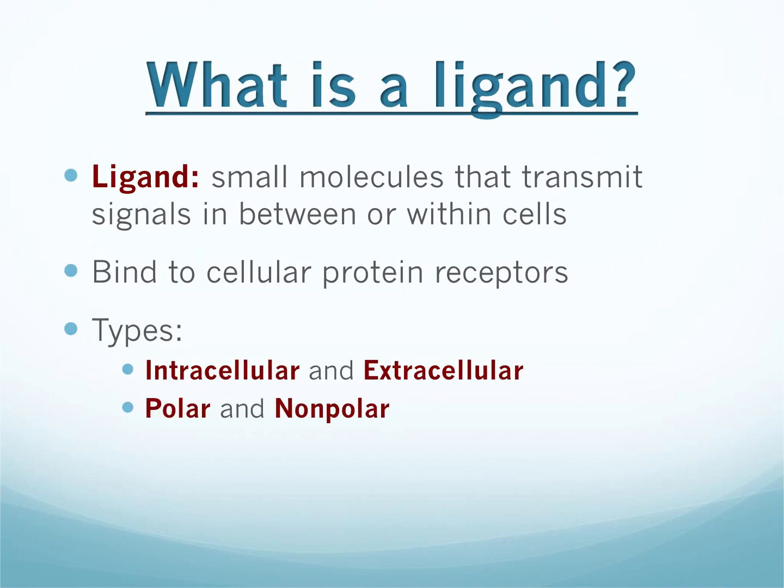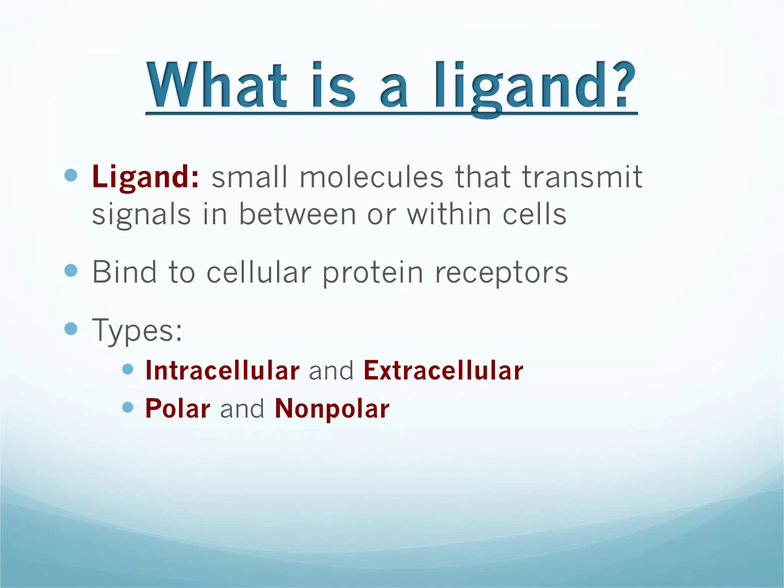So again, ligand needs to be in your vocabulary. Ligand is a small molecule that transmits a signal. So a ligand is a signal molecule. It binds to what we call a protein receptor on the outside of the cell. The way that this works, because remember with hormones, they're traveling through your blood, they're going to hit all kinds of organs. The reason why something, for example, like estrogen is only going to work on your ovaries is because your ovaries are the only ones that have the correct receptor.